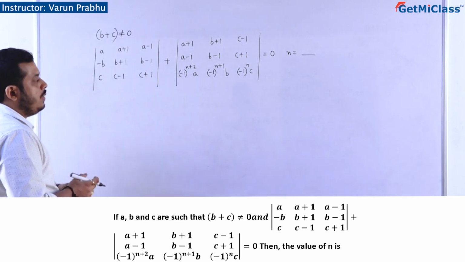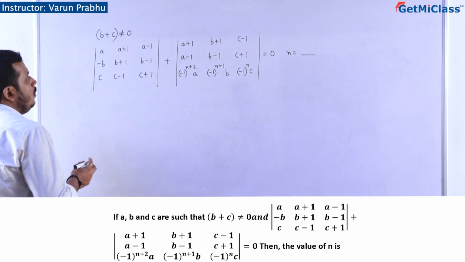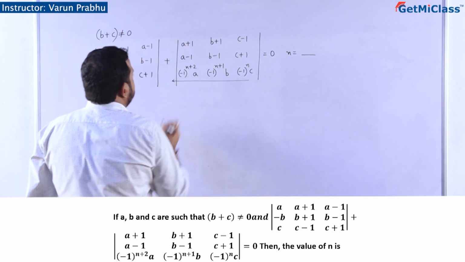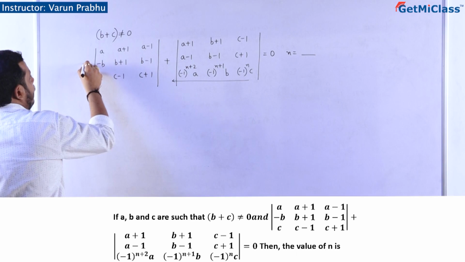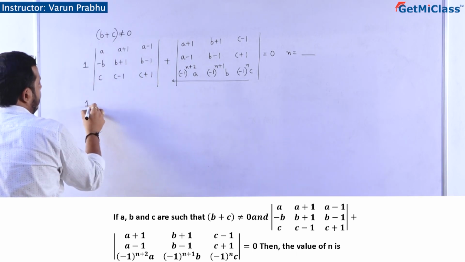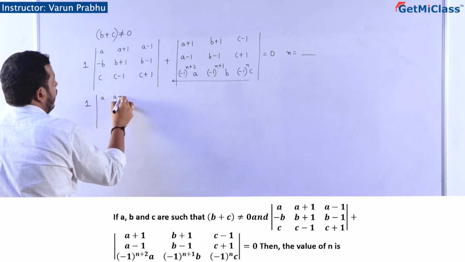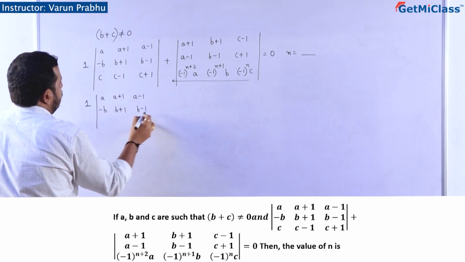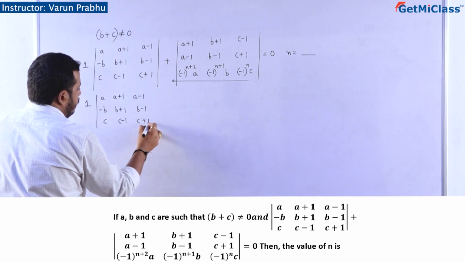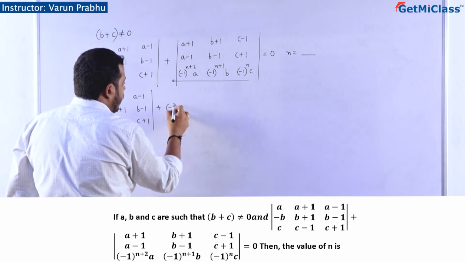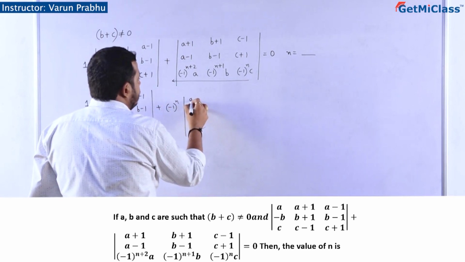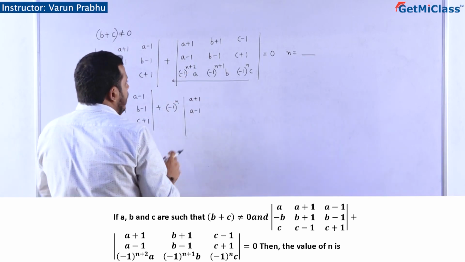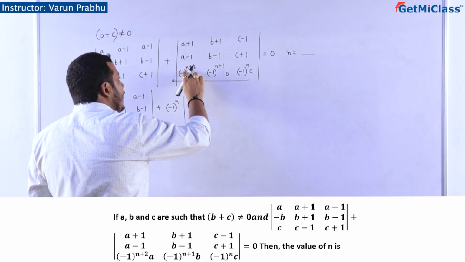This is a JEE question, students. This is important. So how to solve this problem now? From this part, we can take out minus 1 to the power n common. So when nothing is there outside, it is 1, right? It is 1 into a plus 1, a minus 1, minus b plus 1, b minus 1, c minus 1, c plus 1. And I'll take out minus 1 to the power n out. So I can say a plus 1, a minus 1, minus 1 to the power n plus 1, minus 1 to the power n out.